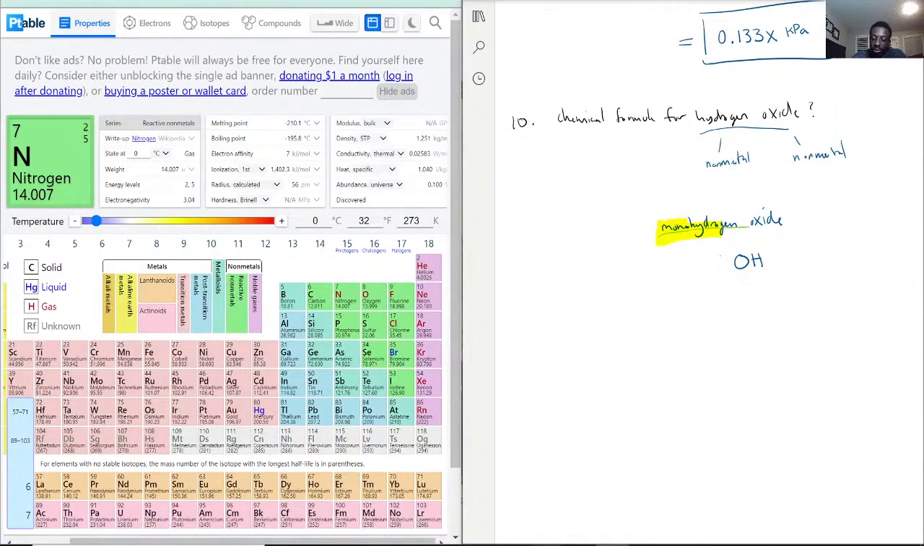So with that being said, if someone said not monohydrogen oxide, but something a lot more familiar, they said dihydrogen oxide, okay, that would actually be what we know as H2O. That is actually hydrogen oxide.